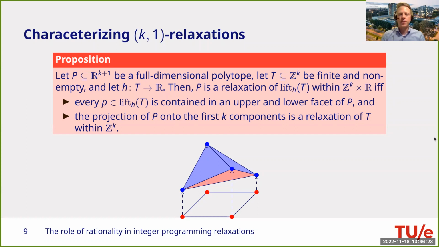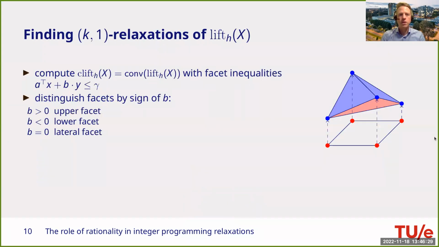And based on this observation, we can now also derive a mechanism to come up with mixed relaxations of a set of lifted points, in which we essentially need to compute the convex hull. We distinguish the facets by the ones that point upwards and point downwards, which can be done by considering the facet-defining inequalities and distinguishing the facets based on the sign of the height value. And then there might also exist some facets that point sidewards, and we refer to them as lateral facets.